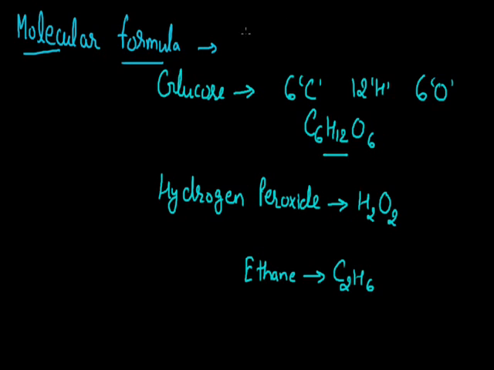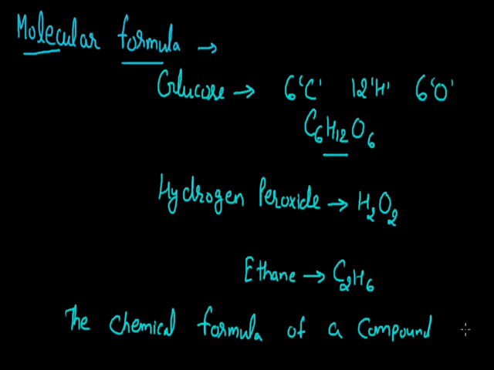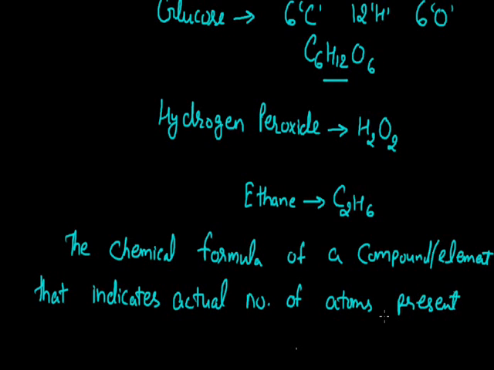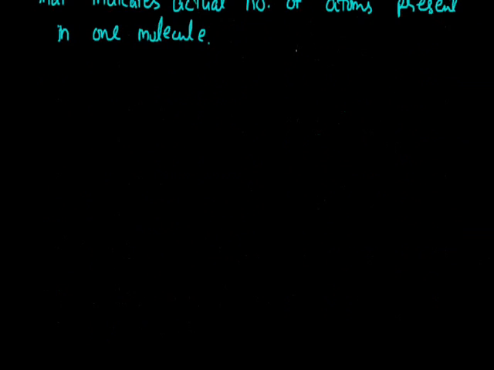So now write the definition of this molecular formula. It is the chemical formula of a compound, or we can say the chemical formula of an element also, that indicates the actual number of atoms present in one molecule. So this is about the molecular formula, and now we will be talking about the second one, that is called empirical formula.